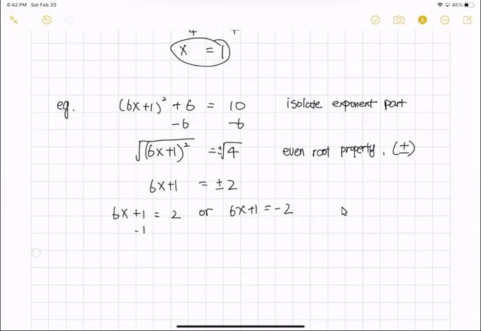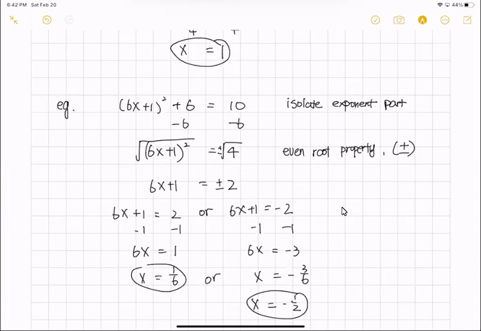And then we subtract 1 on both sides. I have 6x = 1, and then divide by 6. I have x = 1/6. And then the other one, you subtract 1 on both sides. I have 6x = -3. You divide by 6. So I have x = -3/6. We simplify it. We have x = 1/6, -1/2.